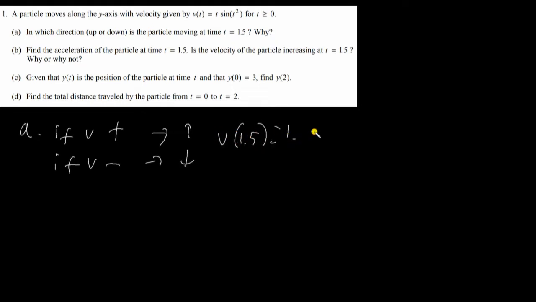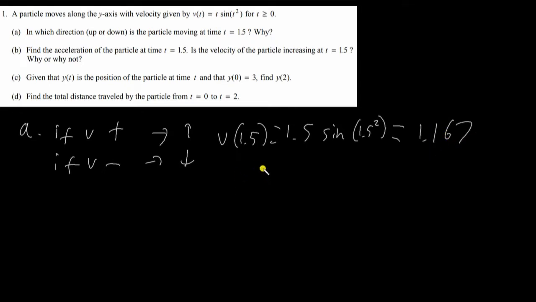So you should know that if the velocity of the particle is positive, then it's moving up. If velocity is negative, then it's going down. So at time t equals 1.5, is the velocity positive or negative? The way we figure that out is we take 1.5 and plug it into this velocity function. So v of 1.5 is 1.5 times sine of 1.5 squared, and that comes out to be 1.167.